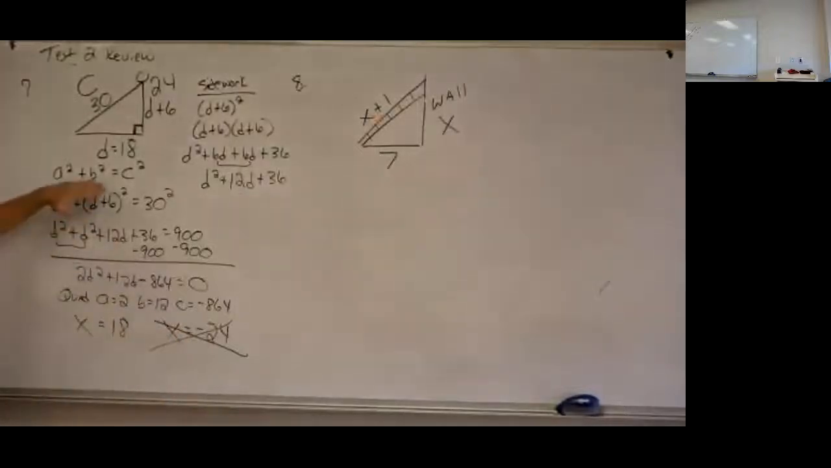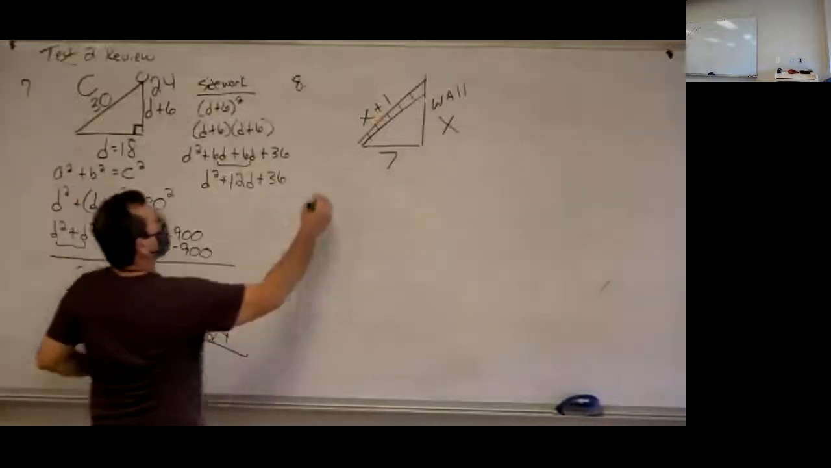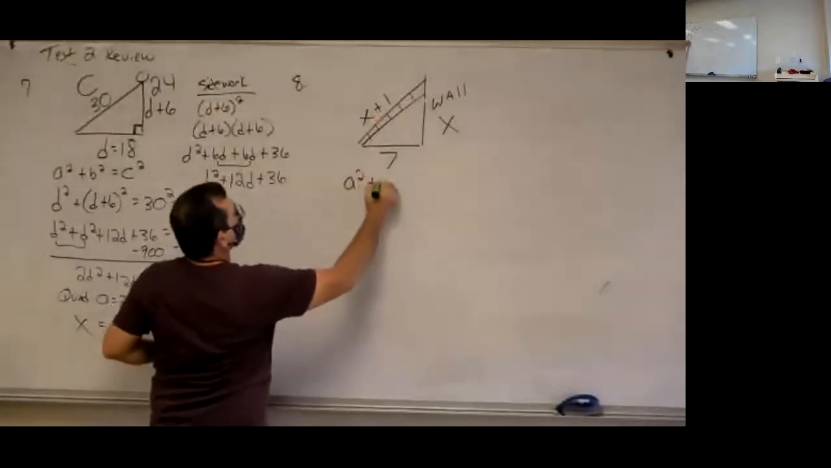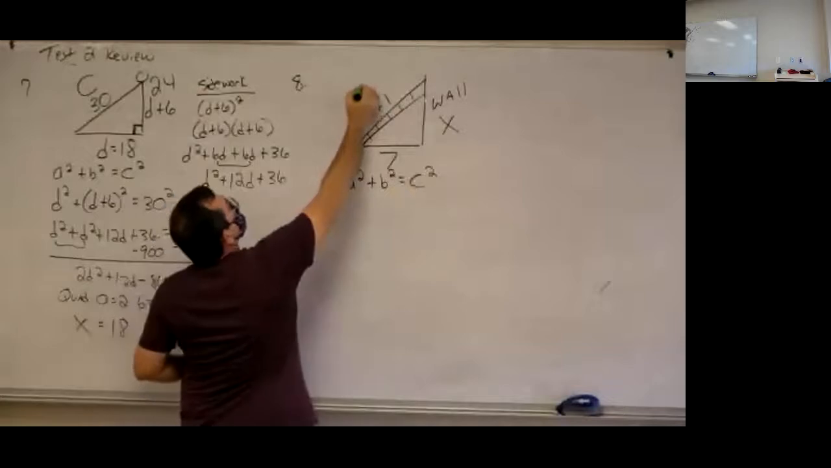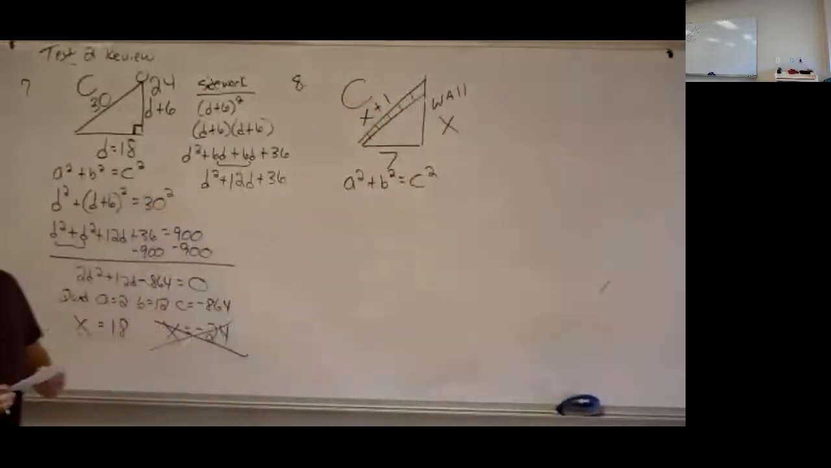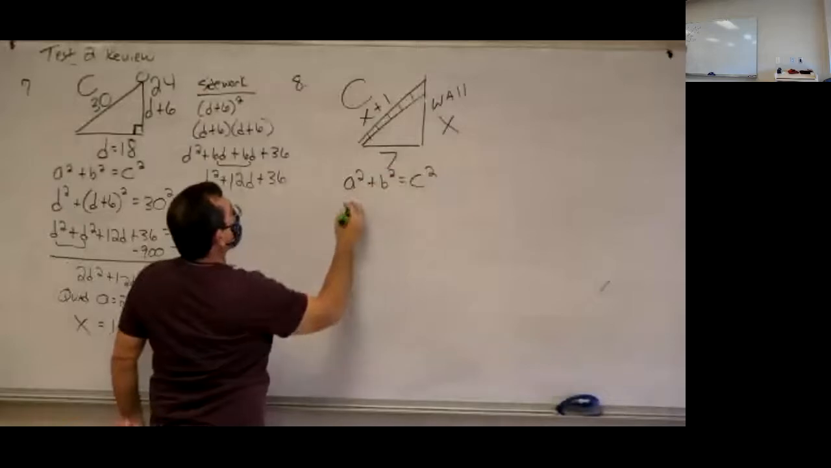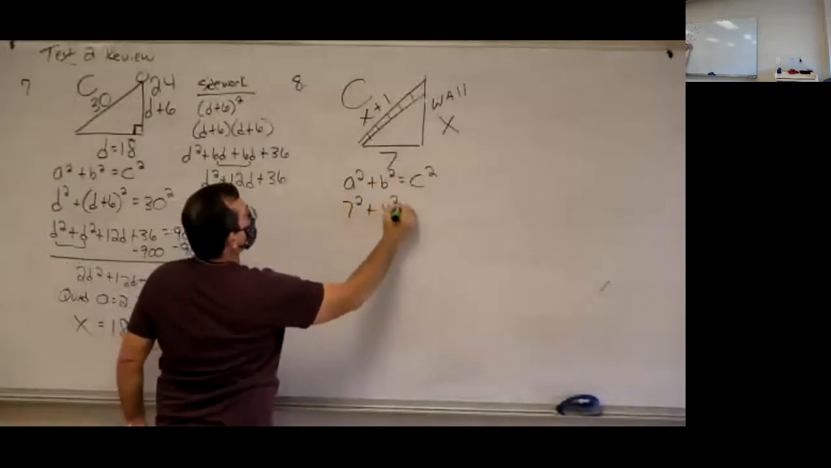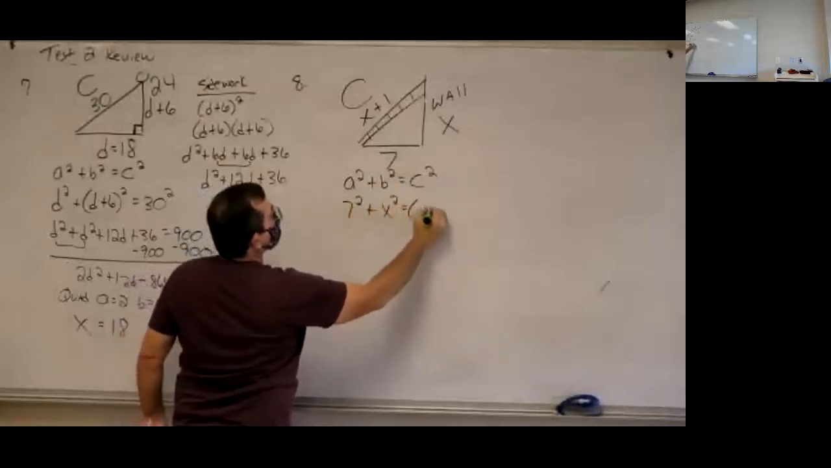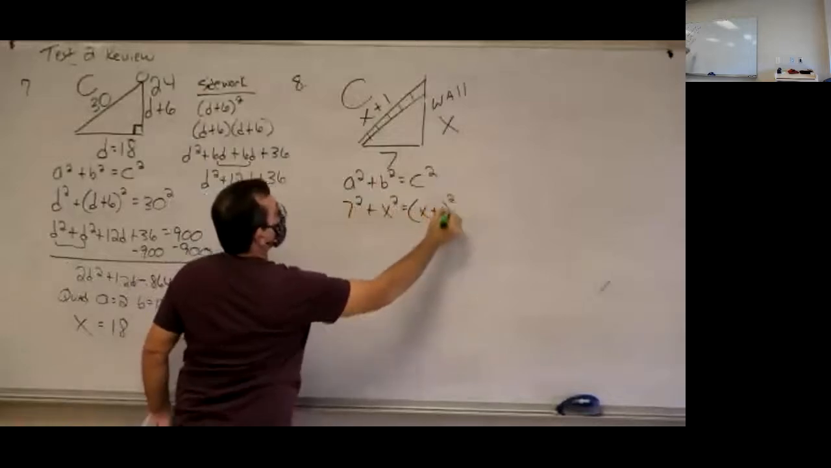So guess what? I'm going to use the Pythagorean theorem again. This time, remember, C has to be that longest side, and then the others don't matter. So my A will be 7, so I'll have 7 squared plus x squared is going to equal x plus 1 squared.